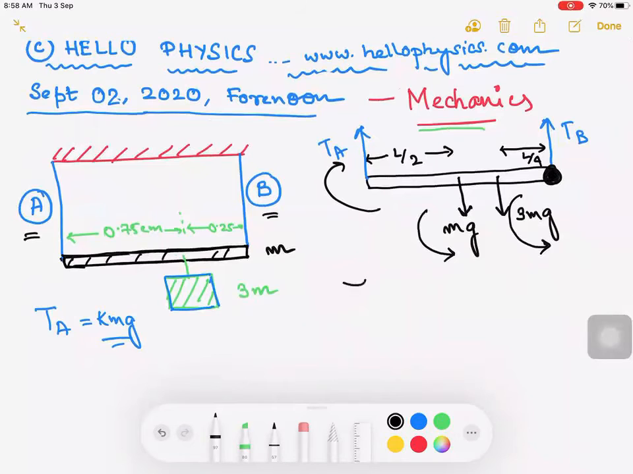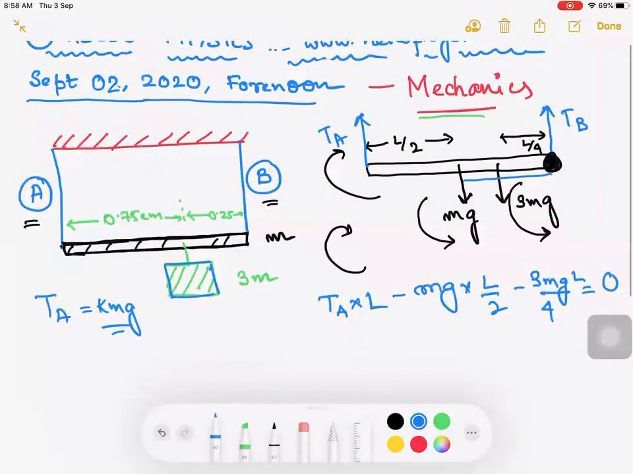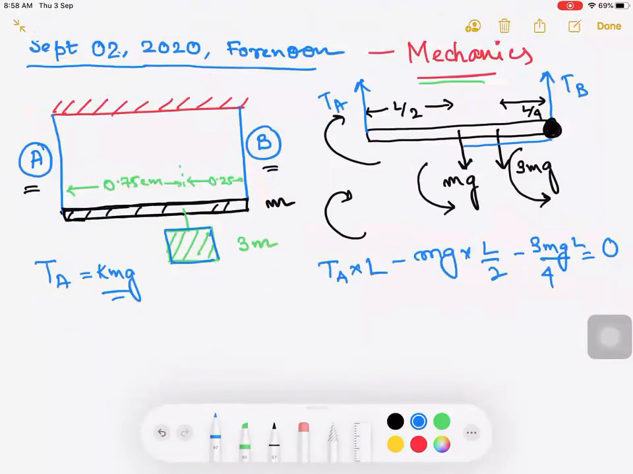So if I take the clockwise direction as positive, then the moment given by TA would be equal to TA multiplied by L. L is of course 1, let's write it as L. Now the moment by mg, the small mg, would be equal to minus mg into L by 2, because it is acting at a distance of L by 2, and the moment given by thrice mg would be equal to minus thrice mg into L by 4, and that must be equal to 0 for the meter scale to remain in balance. Solve this out.